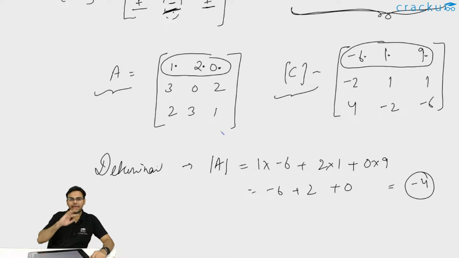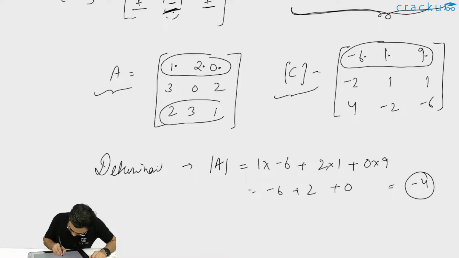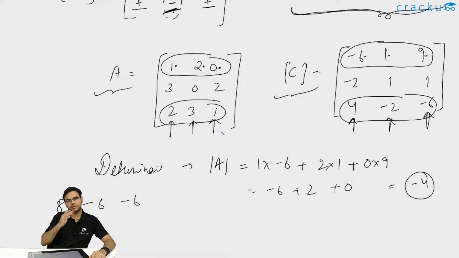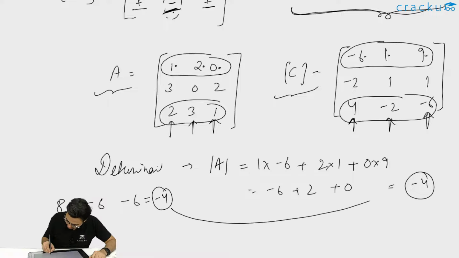Now you can take any row or any column, this determinant will remain the same. Let's say instead of taking the first row, I am taking the third row. So what will happen with the third row? 2 into 4 is 8. 3 into minus 2 is minus 6. And 1 into minus 6 is minus 6. So 8 minus 6 is 2, 2 minus 6 is minus 4. So this value is also minus 4. You can see these two values are the same.